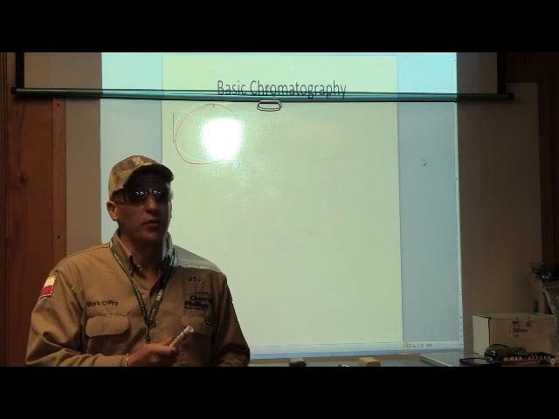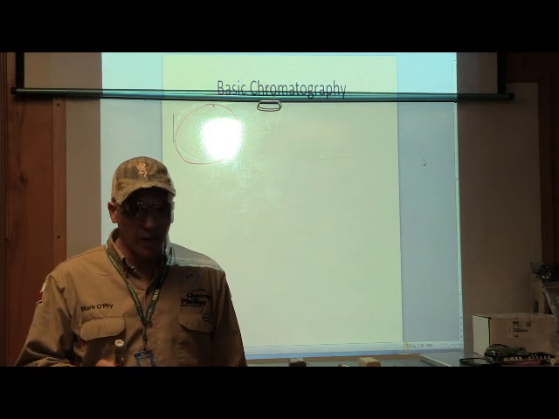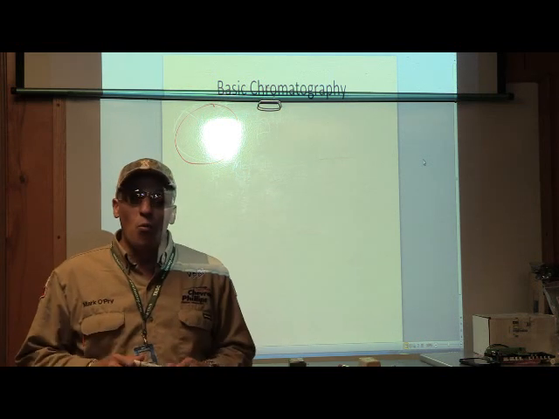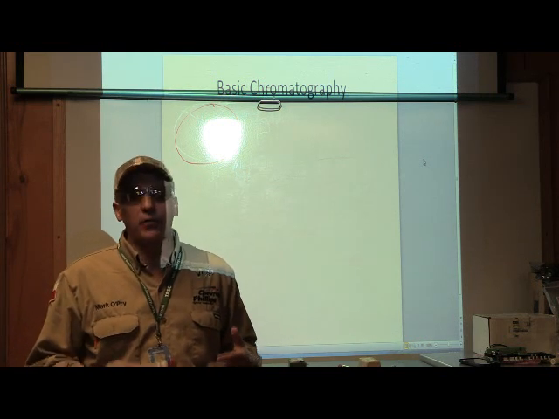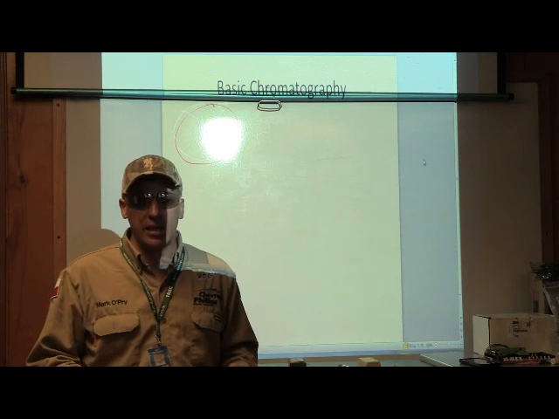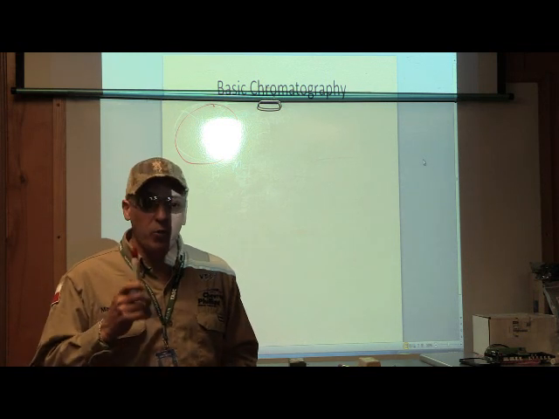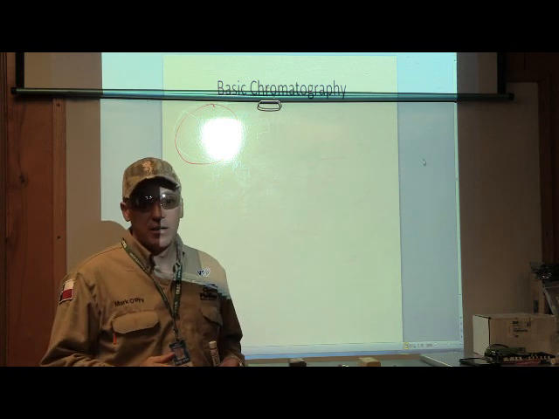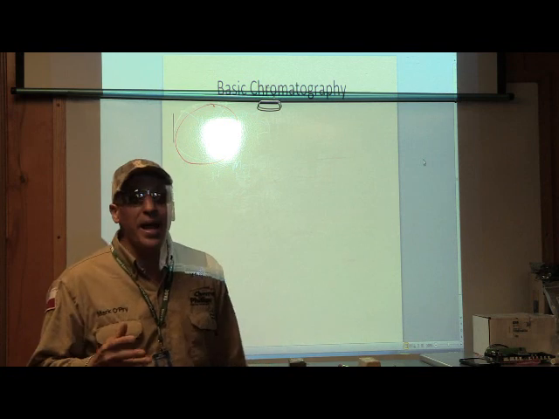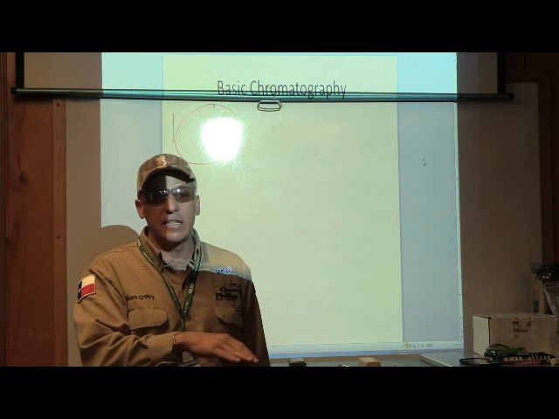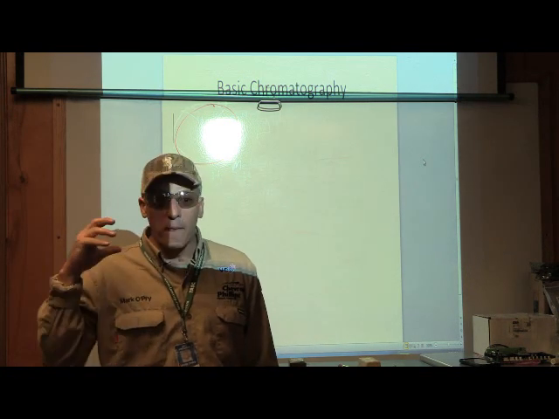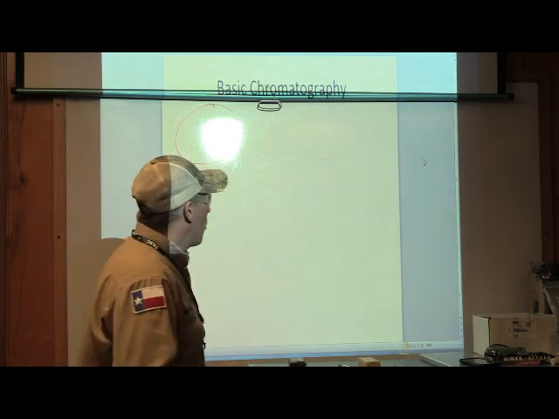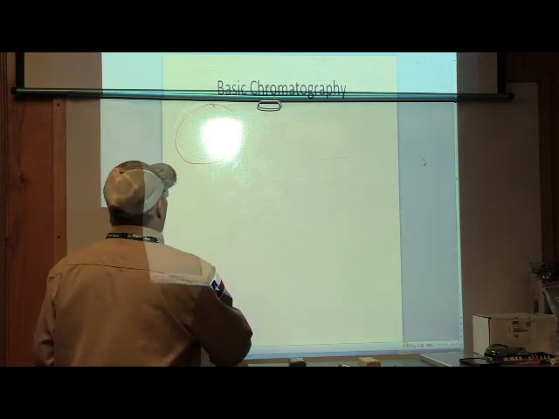Gas chromatography. Not liquid. We don't want liquids. Gas chromatography. All right? What are the basic things that we have to have in order to have a GC, a gas chromatograph? Well, first thing we're going to need is carrier gas, because we have to push the gases through the GC. They don't just magically flow through the GC. You are going to have to force these gases to go through the GC. We're going to need carrier gas.